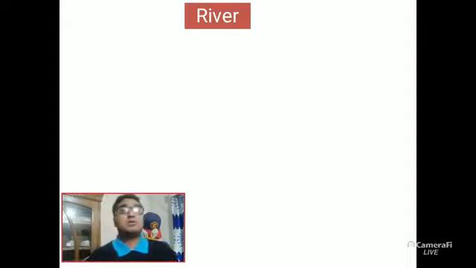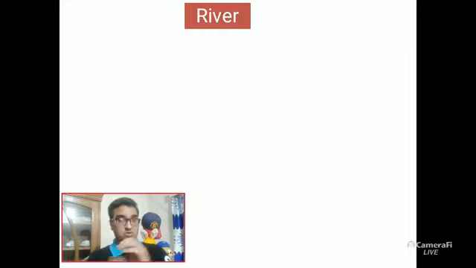Now I am going to discuss some definitions, and these definitions will help you to understand today's class completely. Okay, first of all, I am going to talk about what is called a river. Basically, a river is a natural flowing water course, usually fresh water, which flows towards an ocean, a big lake, or another river. So this is the definition of a river.